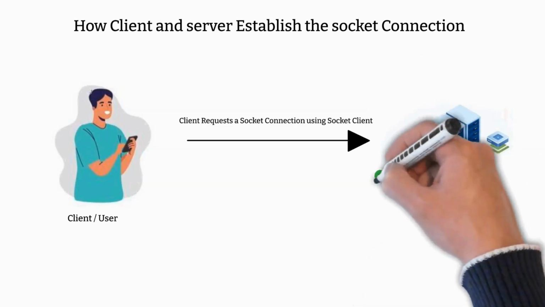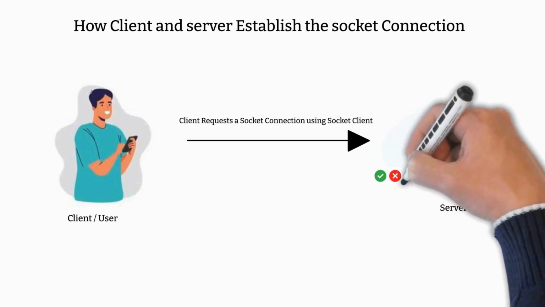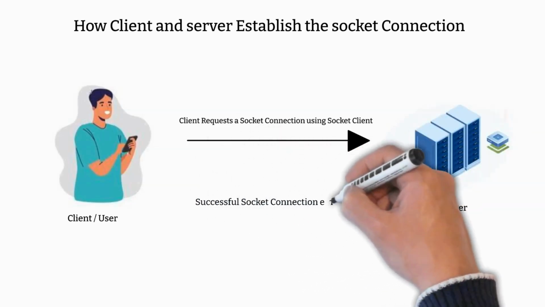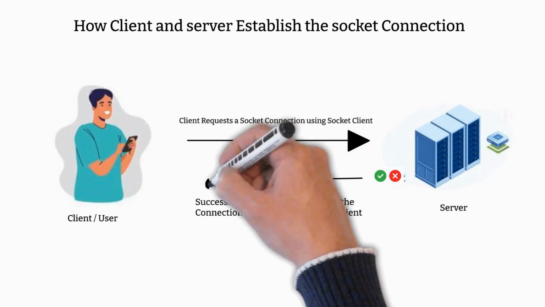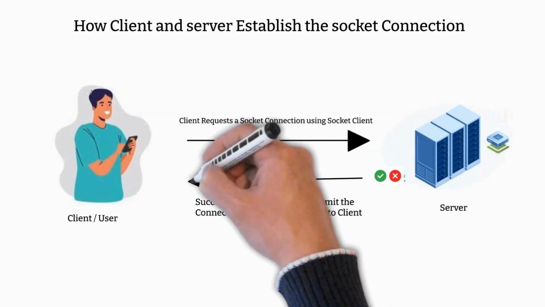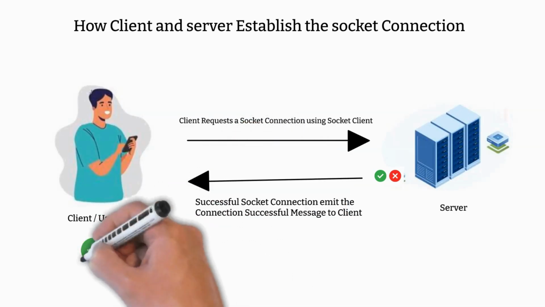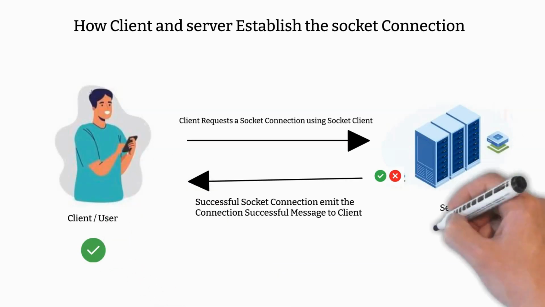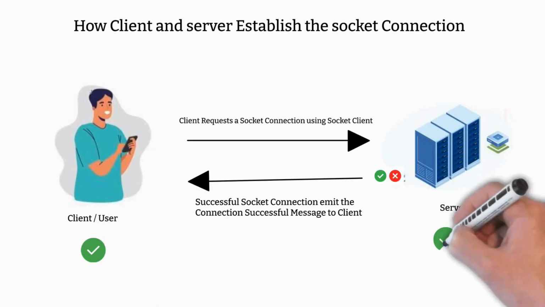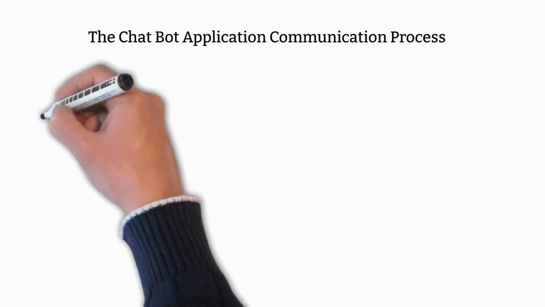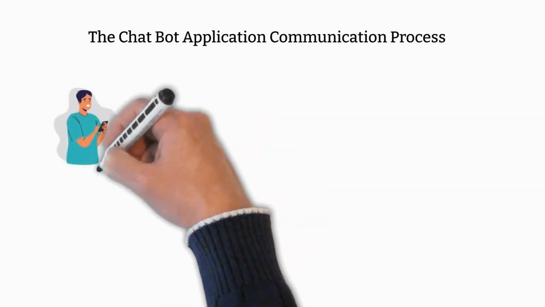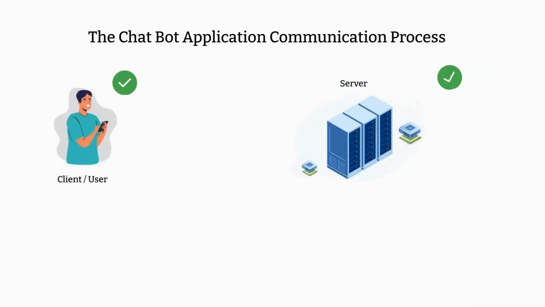Let's assume the server accepts the request and emits the successful message to the client, and the client receives the message and the successful socket connection is established. After the successful socket connection, with the socket instance created, both the server and the client can exchange information.